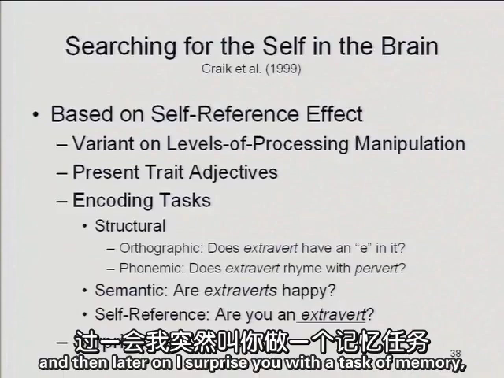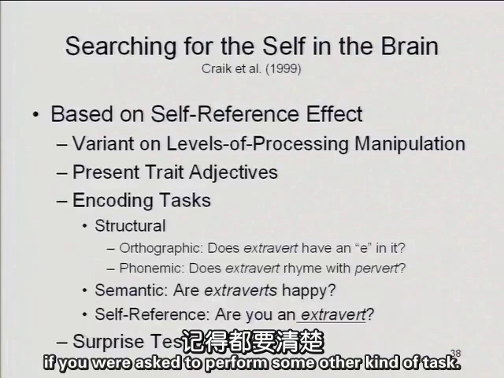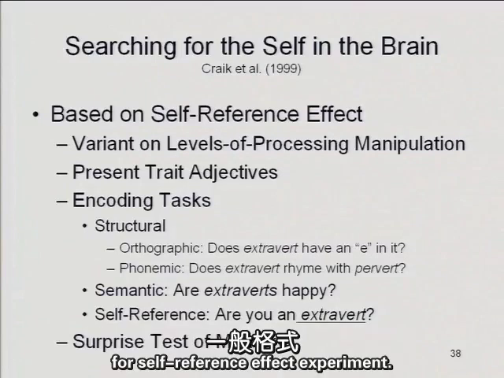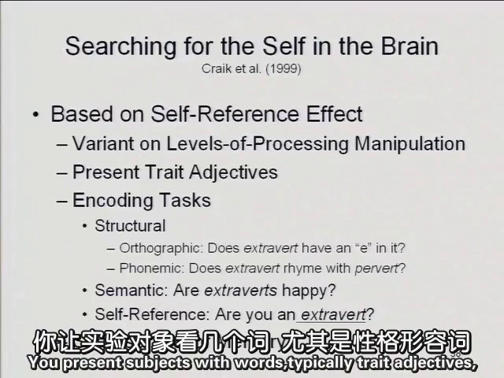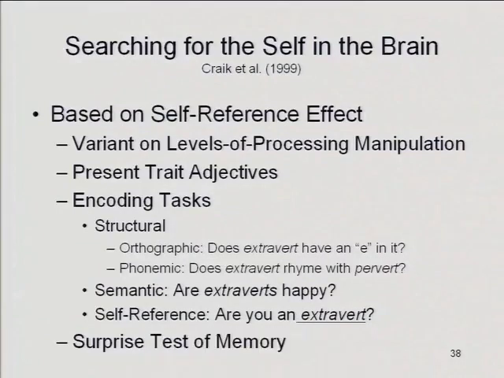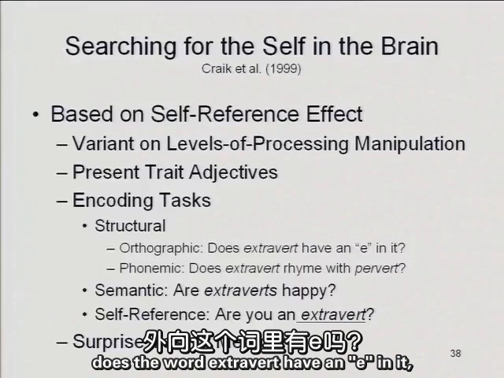And then later on, I surprise you with a test of memory. You'll remember those trait adjectives very well, much better than you would if you were asked to perform some other kind of test. So here's the general format for a self-reference effect experiment. You present subjects with words, typically trait adjectives, like the word extrovert, and you might ask the subject to perform what's known as an orthographic task, making a judgment about the visual appearance of the word. Does the word extrovert have an E in it?